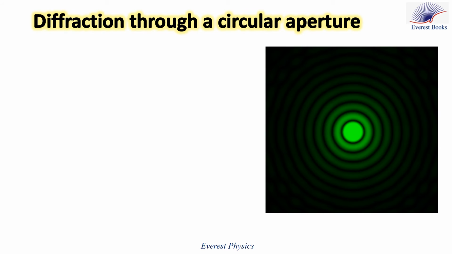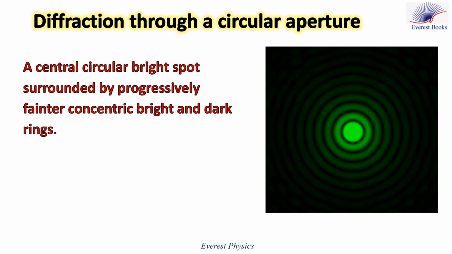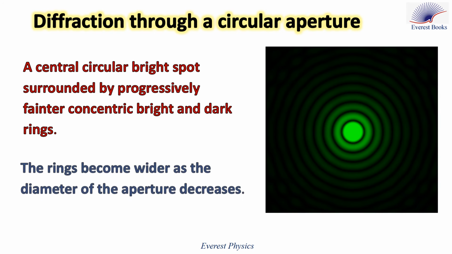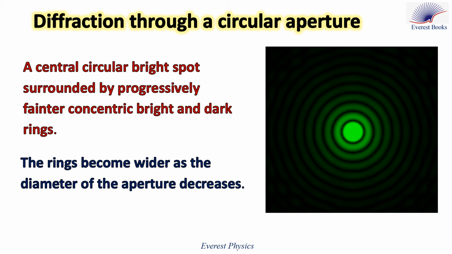Now, let's summarize what you have observed. In the diffraction through a circular aperture, we observe on the screen a central circular bright spot surrounded by progressively fainter concentric bright and dark rings. The rings become wider as the diameter of the aperture decreases.